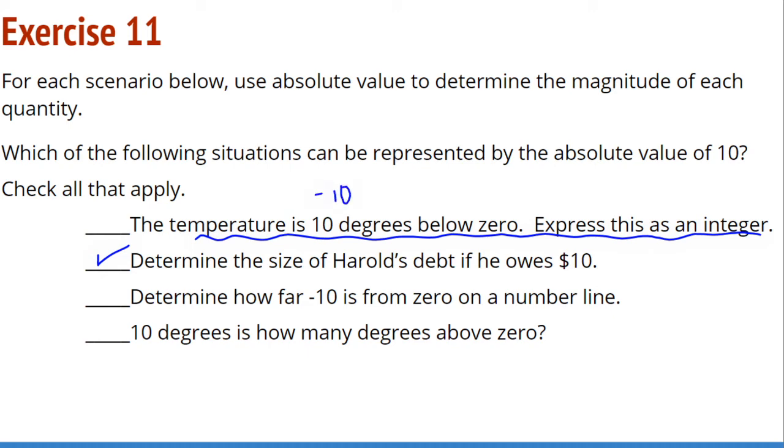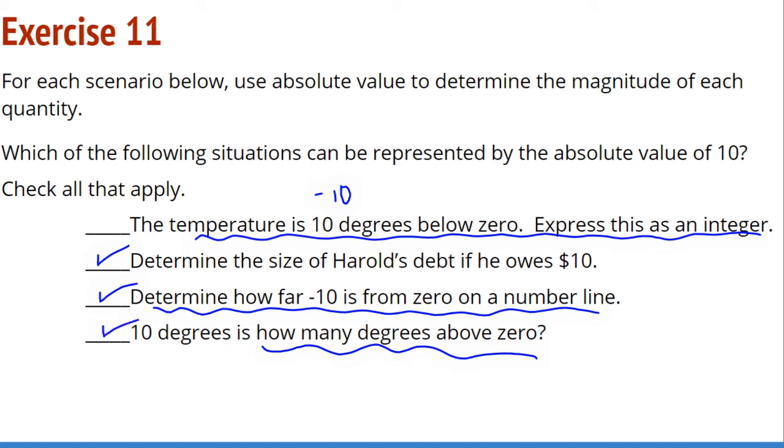Determine how far -10 is from 0 on a number line. So here we have a better statement of that first item. How far is -10 from 0? That's an absolute value. 10 degrees is how many degrees above 0. Once again, we're counting how far are we from 0, so that is an absolute value.